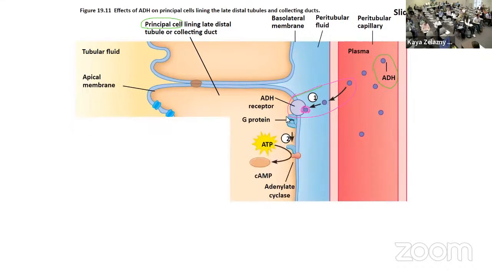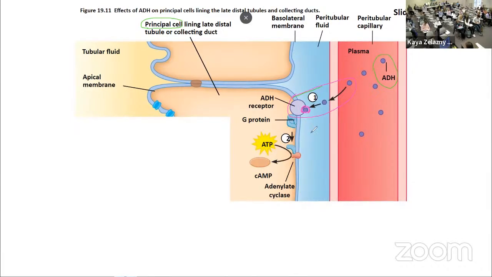So the ADH receptor happens to be a G protein coupled receptor. So we can see that G protein next to it. So that was one of our types of receptors. So what happens next is that G protein dissociates. Part of it scoots along the membrane and binds into another enzyme. And this enzyme then triggers the creation of one of our secondary signaling molecules, cyclic AMP.